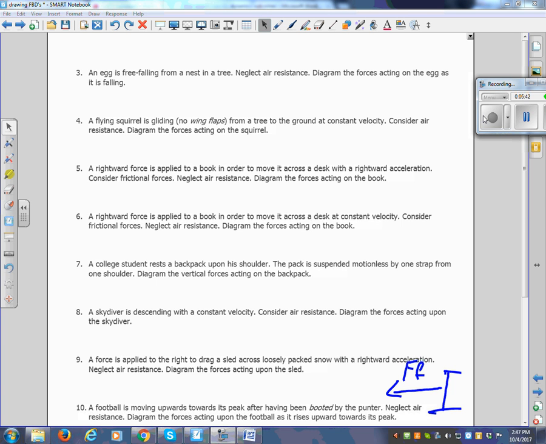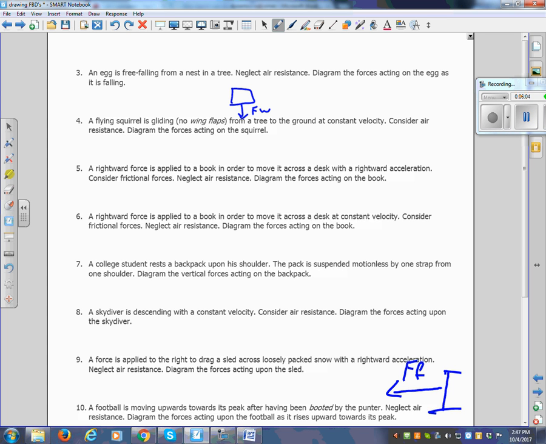Okay, so number 3. An egg is free falling from a nest in a tree. Neglect air resistance. Diagram the forces acting on the egg as it is falling. So you should have just gravity. It says neglect air resistance, which means don't include air resistance. So it's in free fall.